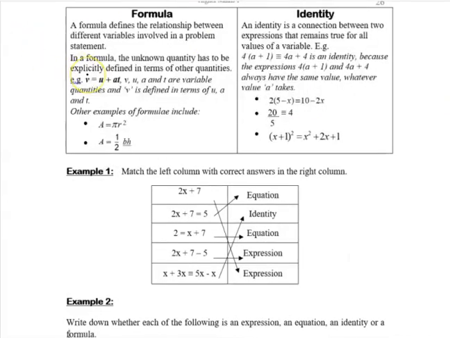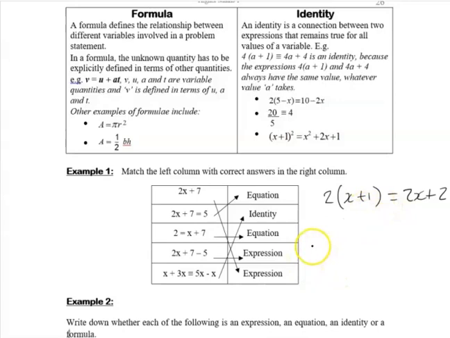Now we have identities. An identity is a connection between 2 expressions that remain true for all values of a variable. For example, if I have 2 times x plus 1. When I expand this, we're going to get 2x plus 2. And the value of x will remain the same because we're representing it with the same variable. Both sides are identical, so when you simplify one side to get the next side, it's an identity.